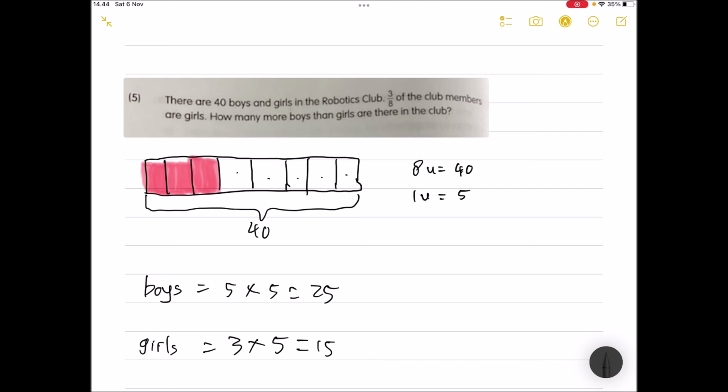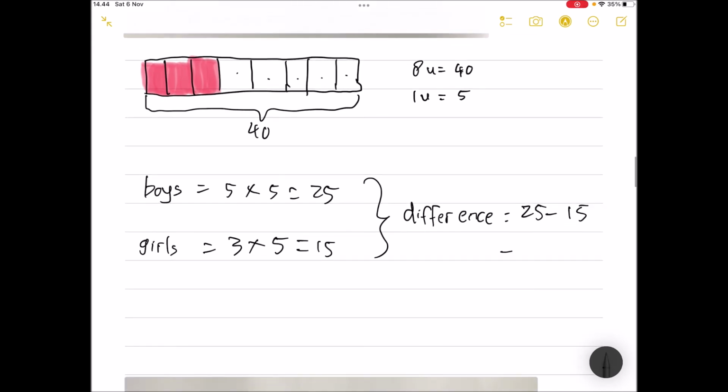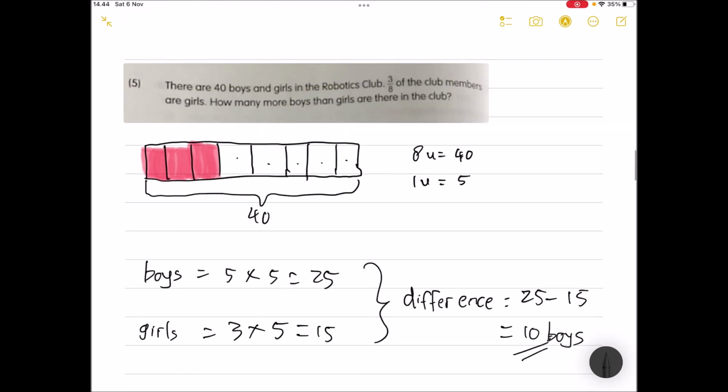But the question is, how many more boys than girls? Meaning the difference. So to find the difference, you just have to minus the big number with the small number. That's why you get 10. So there are 10 more boys than girls in the club.